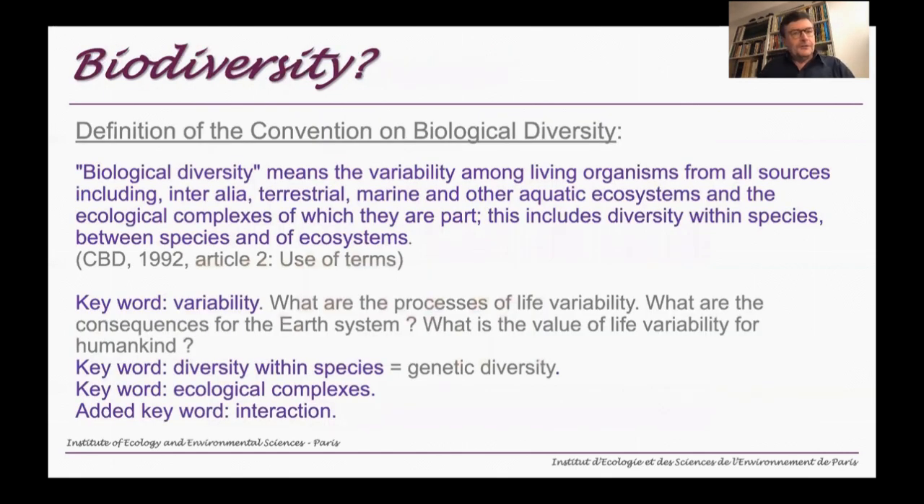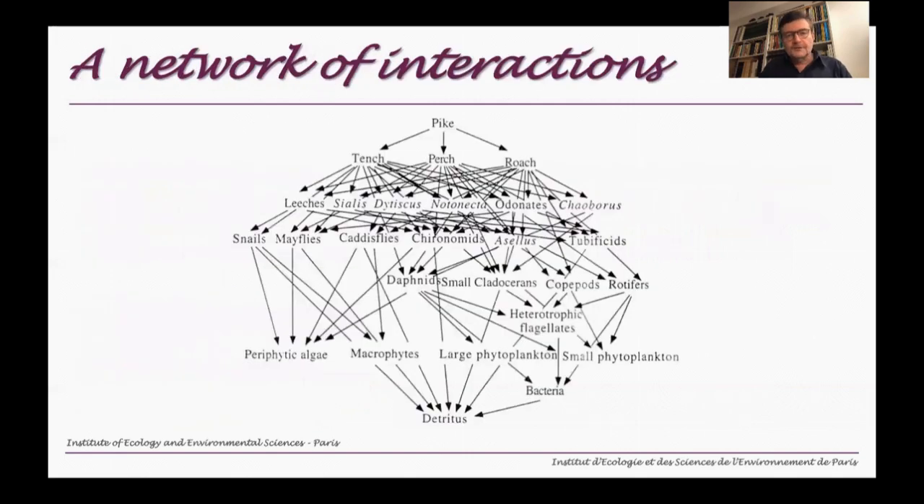An important word in the definition of biodiversity given by the Convention on Biological Diversity is ecological complex. An ecological complex is a set of components all in interaction. Interaction is a key word in biodiversity sciences.